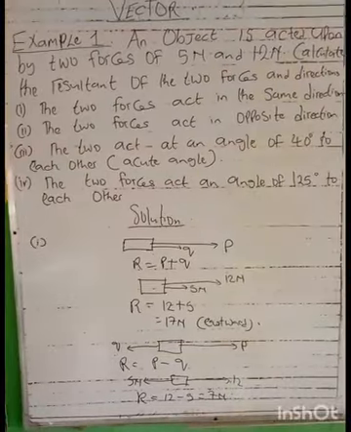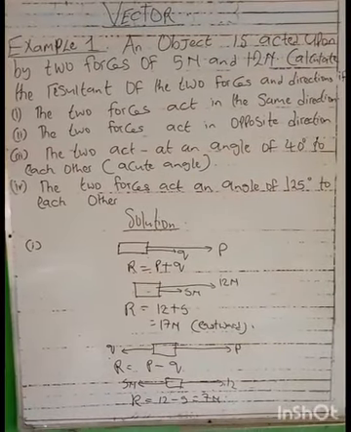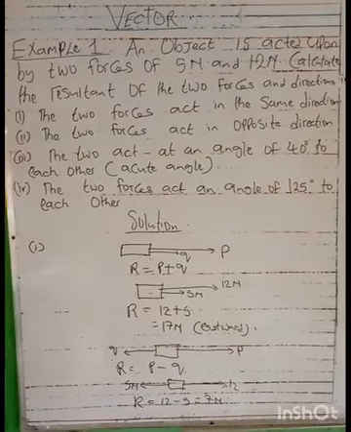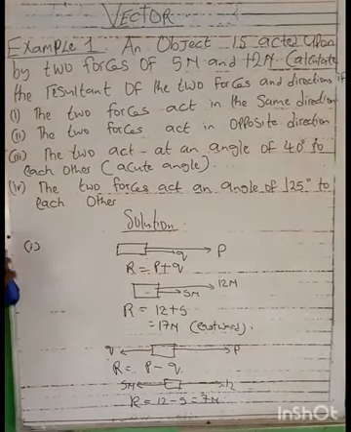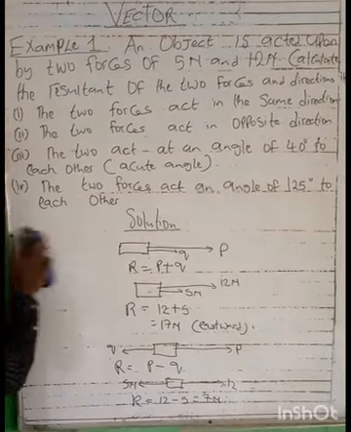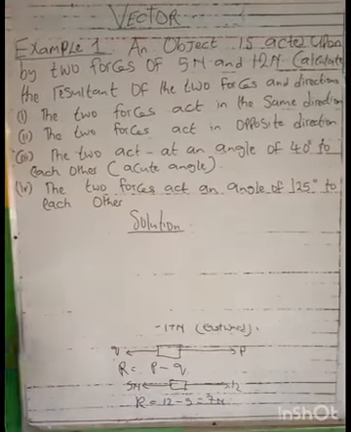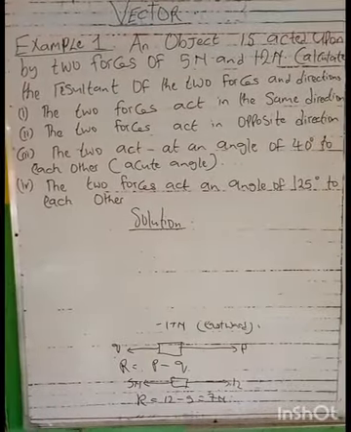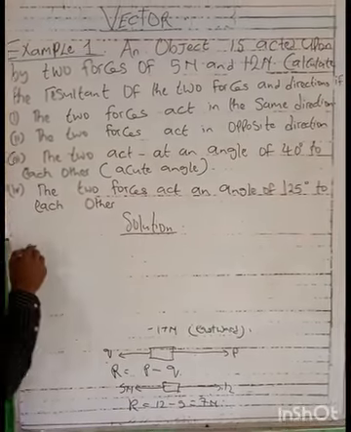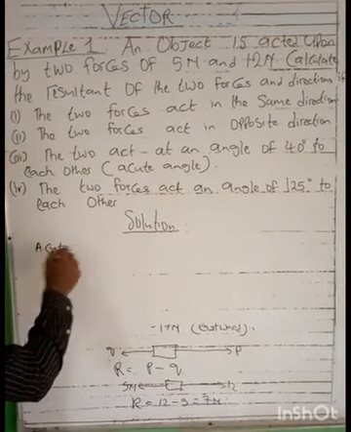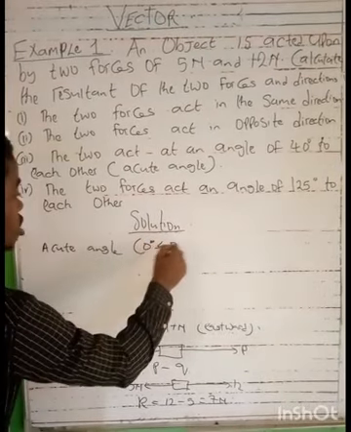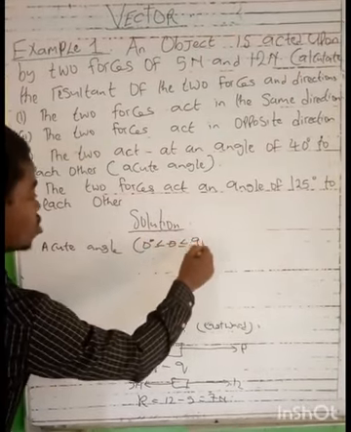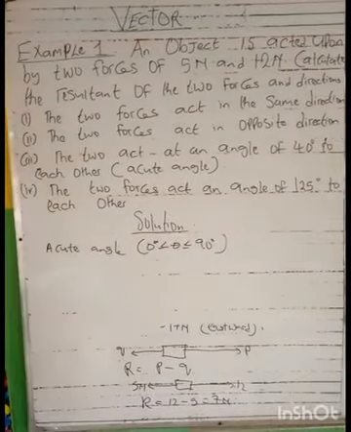Let's look at question 2. The two forces are at an angle of 40 degrees to each other. 40 degrees happens to be an acute angle. What's an acute angle? An acute angle is an angle between 0 degrees and 90 degrees.